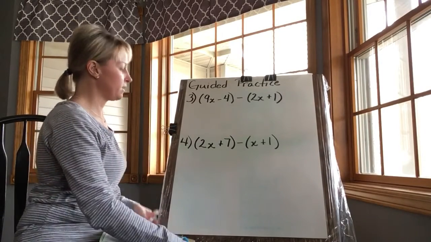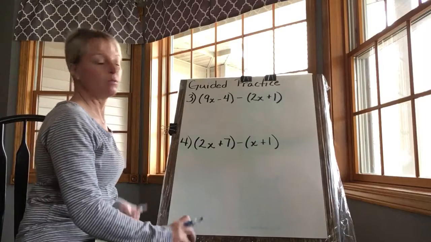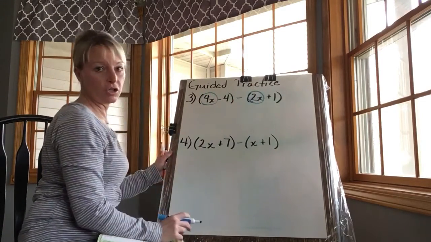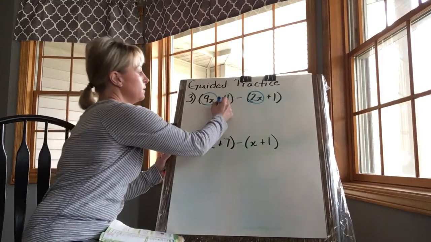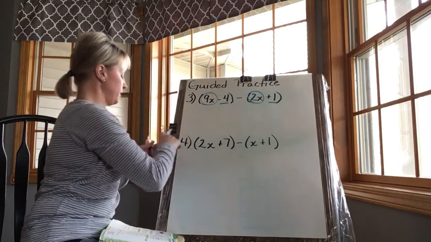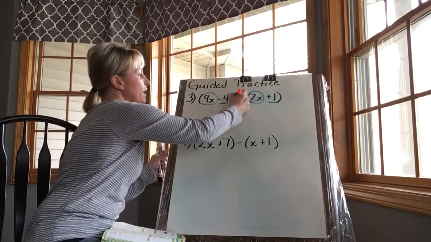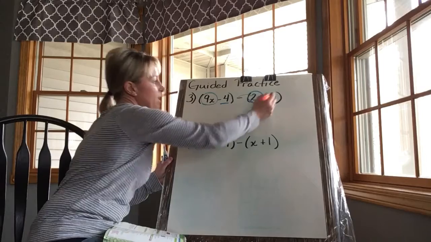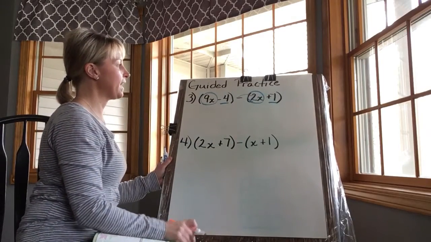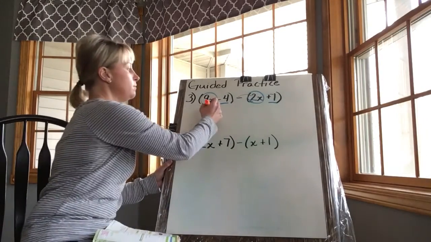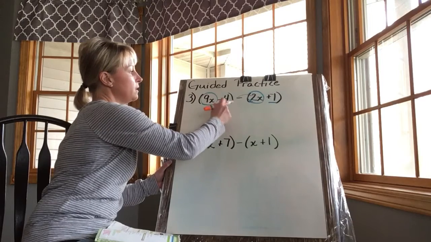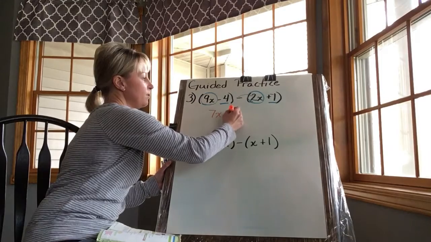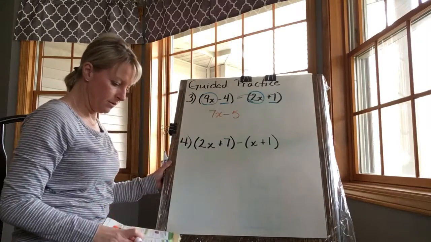With 3 and 4, to complete this, it's the same thing. Like terms, they both have x's. Other numbers without an x. Distribute that negative sign. So now that positive becomes negative. This positive becomes negative. So we have 9x minus 2x becomes 7x. A negative 4 and a negative 1 becomes a negative 5.